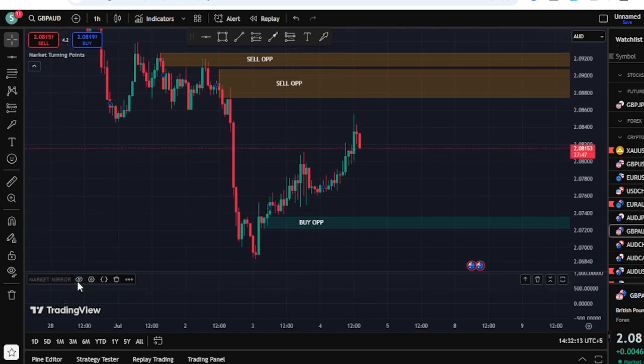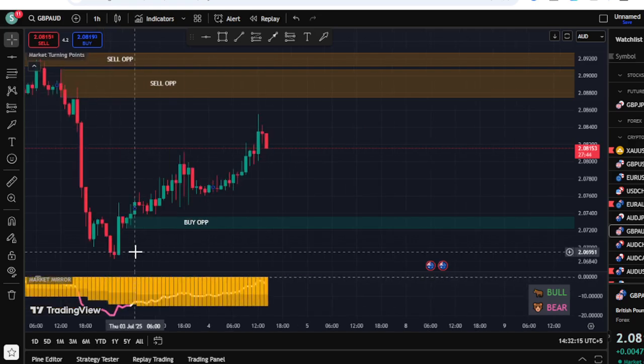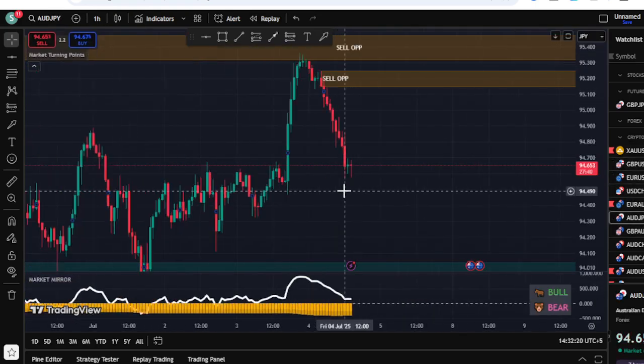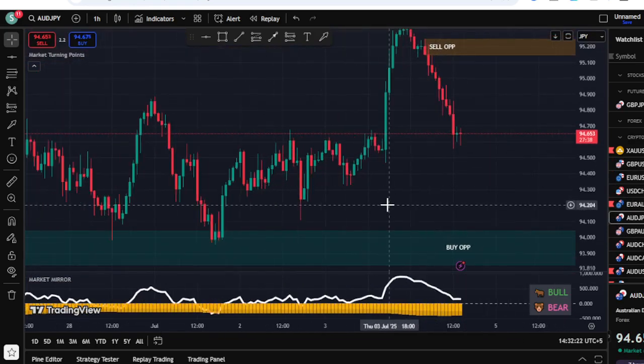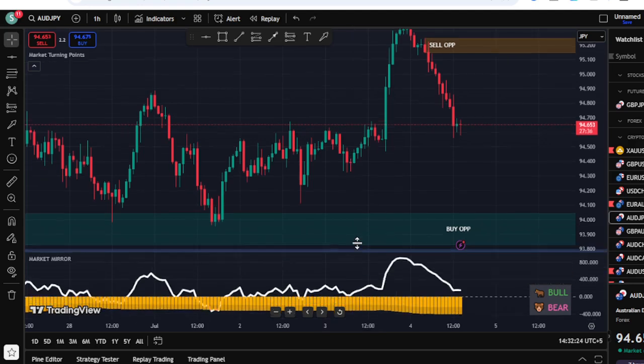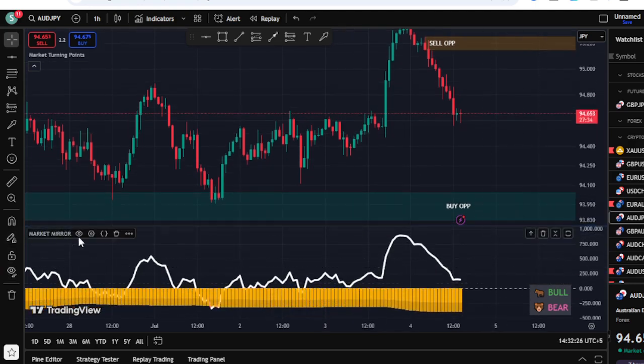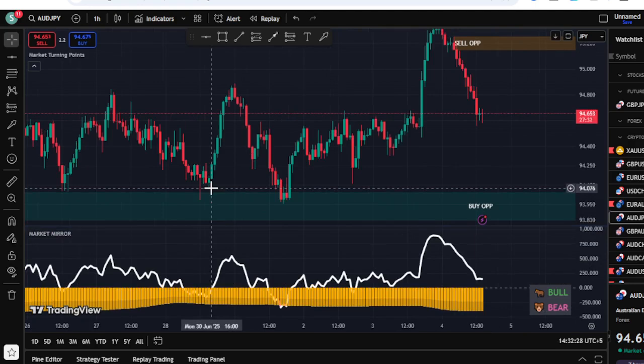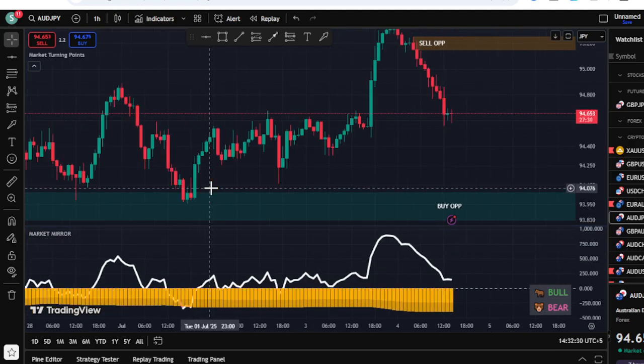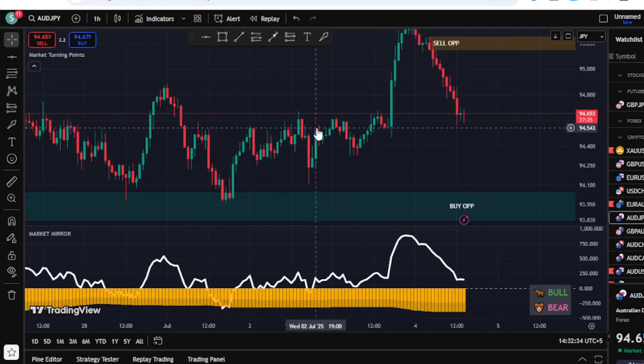Now I'm going to show you what I use if I need any other confirmation. For example, I open any random chart. Now let's talk about my other indicator, which is the Market Mirror. Basically, this indicator tells me the possible direction of the market in the next hours. How I get the direction is very simple.